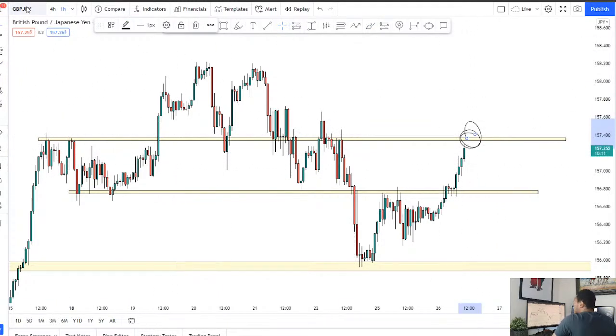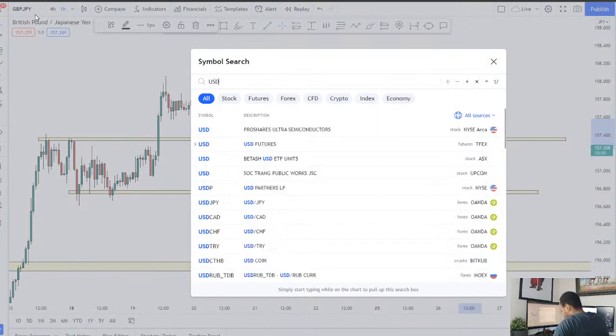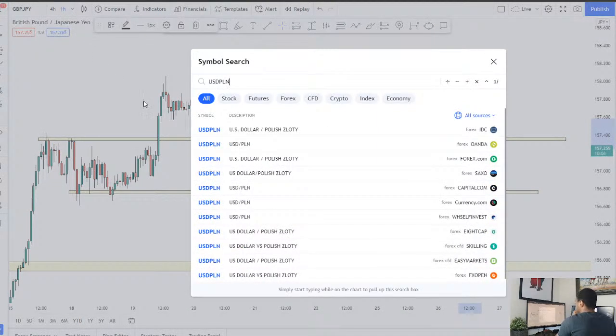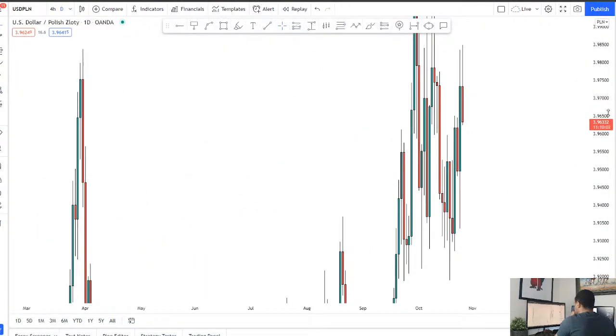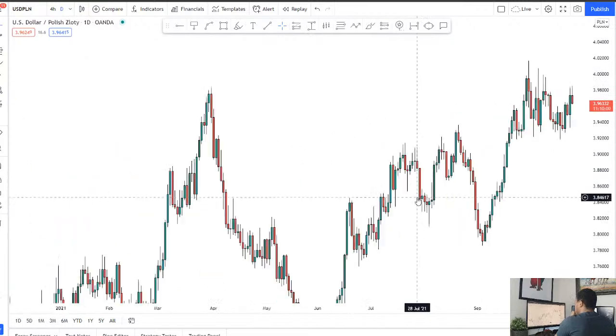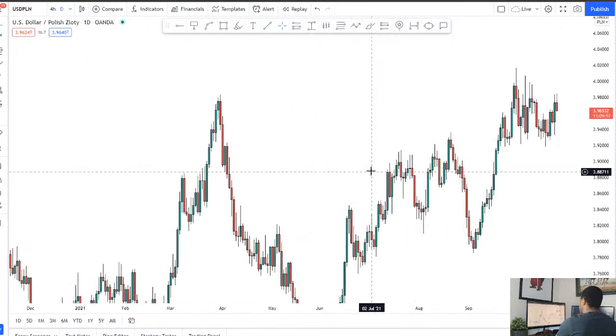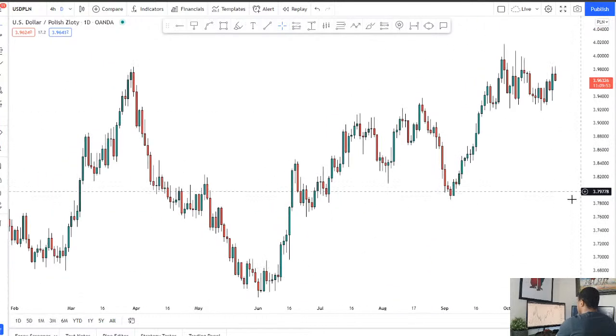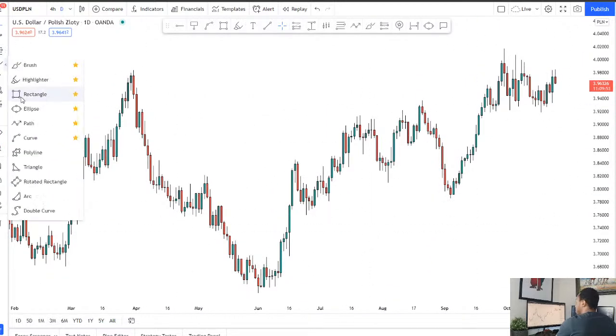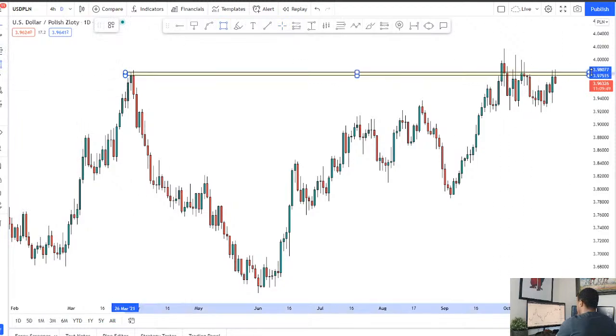And yeah, USD PLN. Okay, so just on the dailies, because I haven't looked at this pair in a long time, so let's see what's going on. Okay, so overall price is coming back into a key level of resistance here on the left.